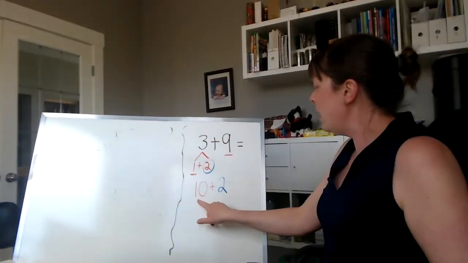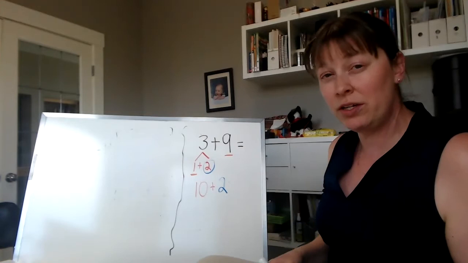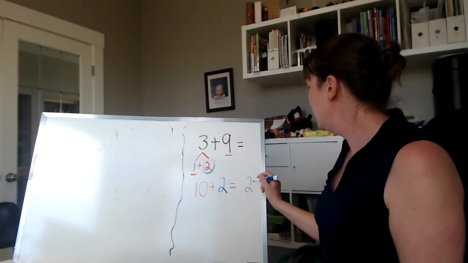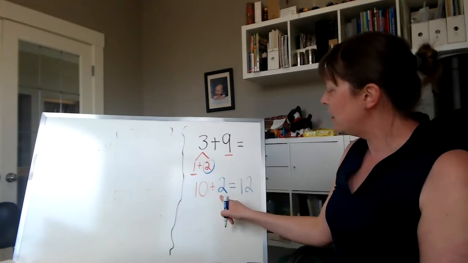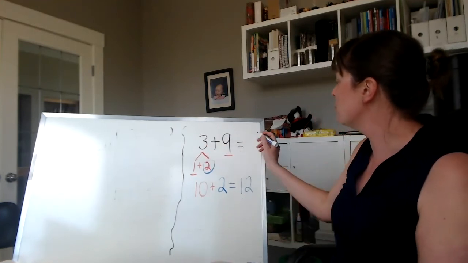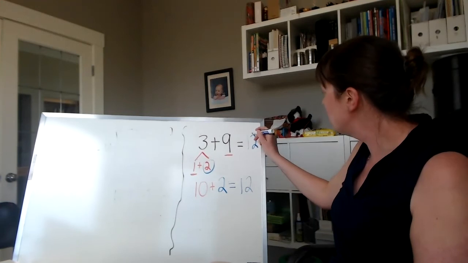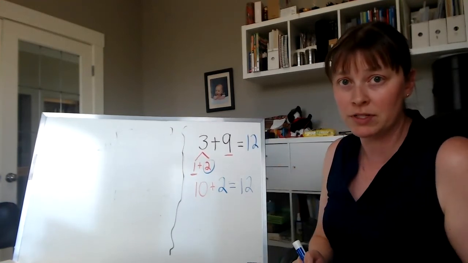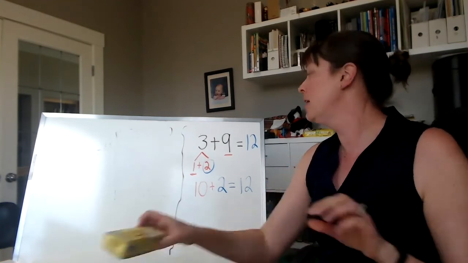Okay, so now I can add to 10 because I'm really good with adding to 10s. I keep my 2 and I put my 1 in front. So 10 plus 2 is 12, which means 3 plus 9 is also 12. I just rearranged the order of the numbers. Let's do one more and see if you got it.